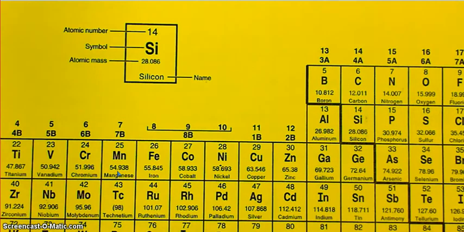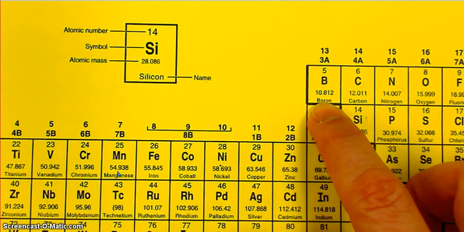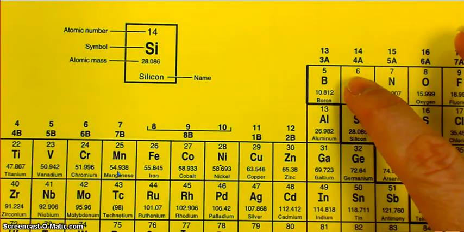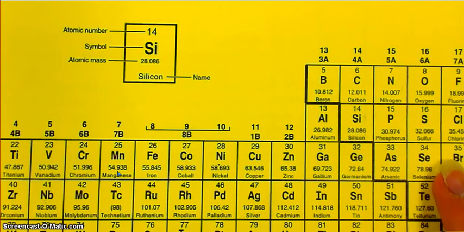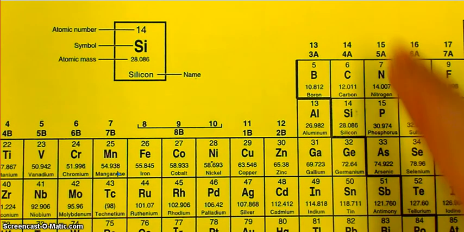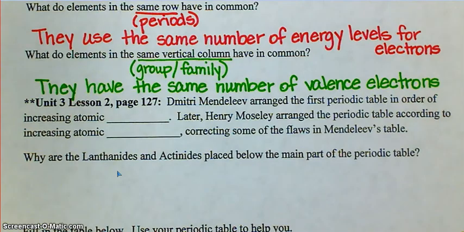Column 3A, or sometimes called column 13, how many valence electrons do you think they have? 3. Everybody in column 14, otherwise known as column 4A, how many valence electrons? 4. Everybody in column 5A, 5, etc. Do you guys get the picture? So everybody in the same vertical column, everybody in the same group or family, they're going to have the same number of valence electrons. And that's going to give them similar chemical properties.